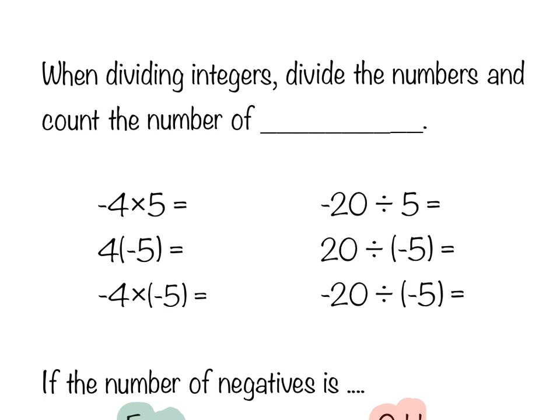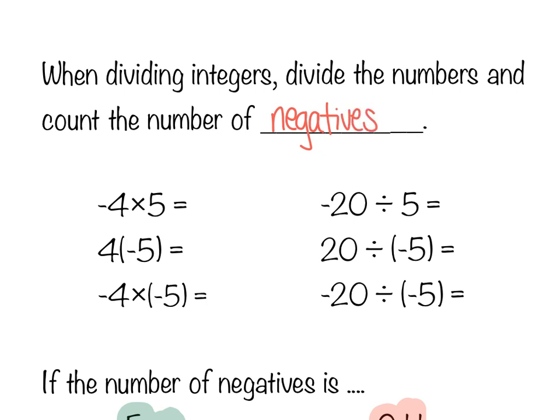All right, this is section 1.5, dividing integers, and we talked about multiplying integers, and dividing integers use the same set of rules. So when dividing integers, we're going to divide the numbers and then count the number of negatives, just like you did when you were multiplying.